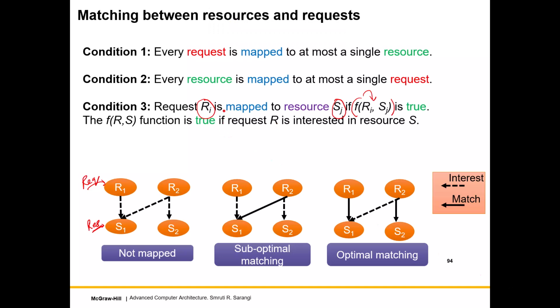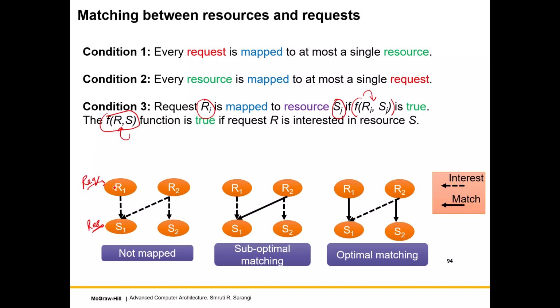So the idea is that only if f(Ri, Sj) is true is the request Ri mapped to resource Sj. In other words, the f(R, S) function denotes an interest function: it is true if a request R is interested in resource S, and only then can you map the request and the resource together. You cannot map a request to a resource that it is not interested in.